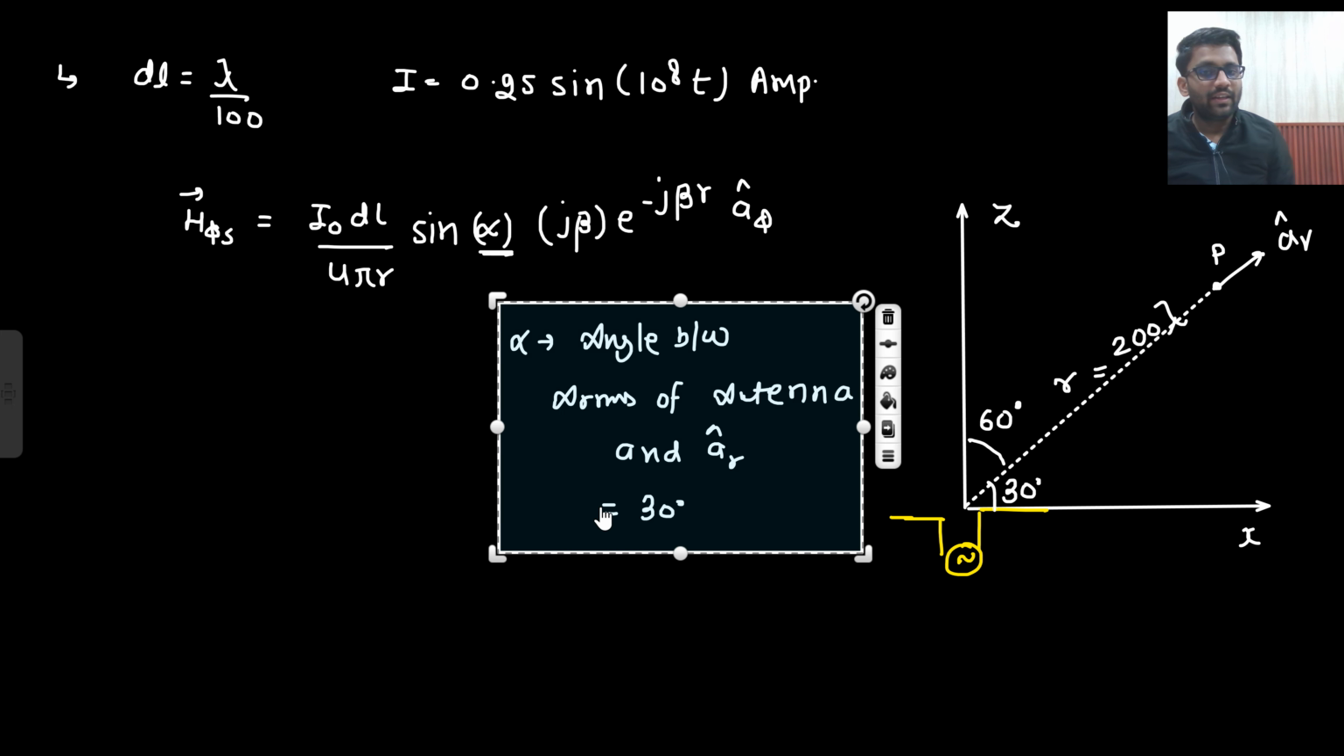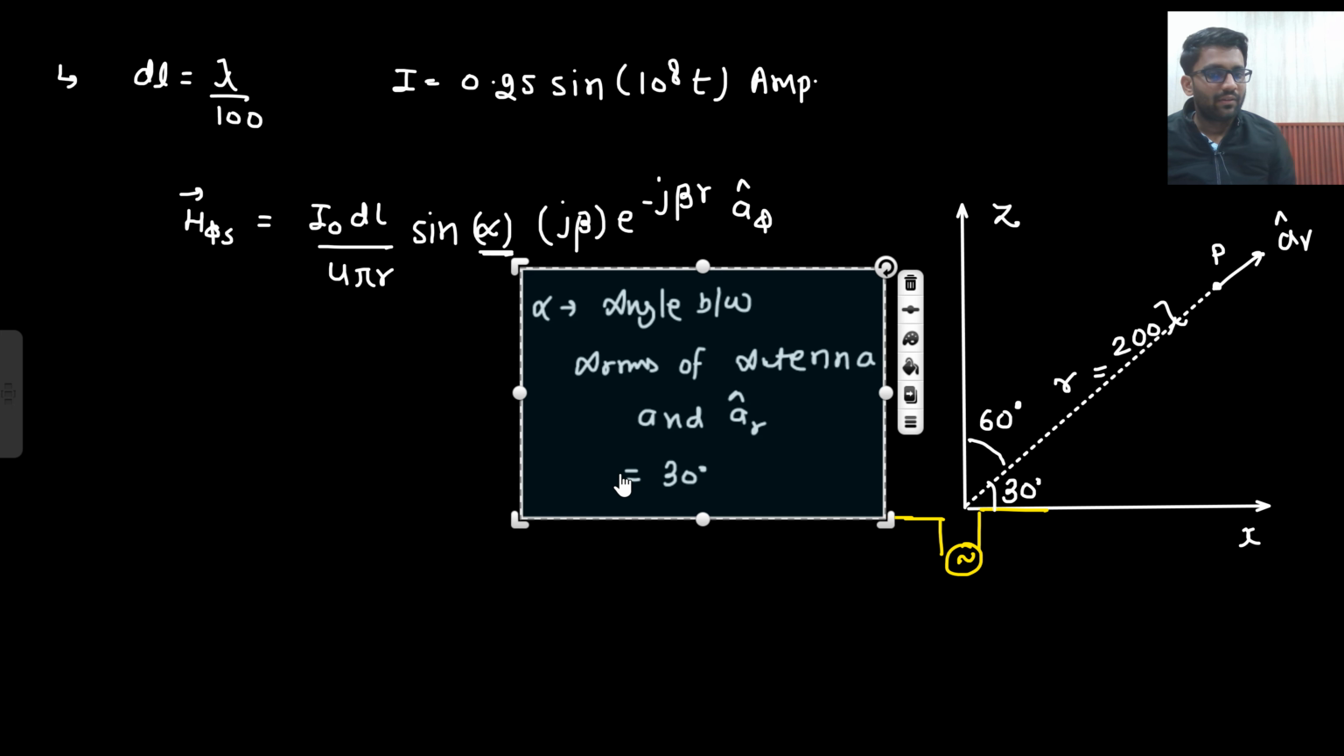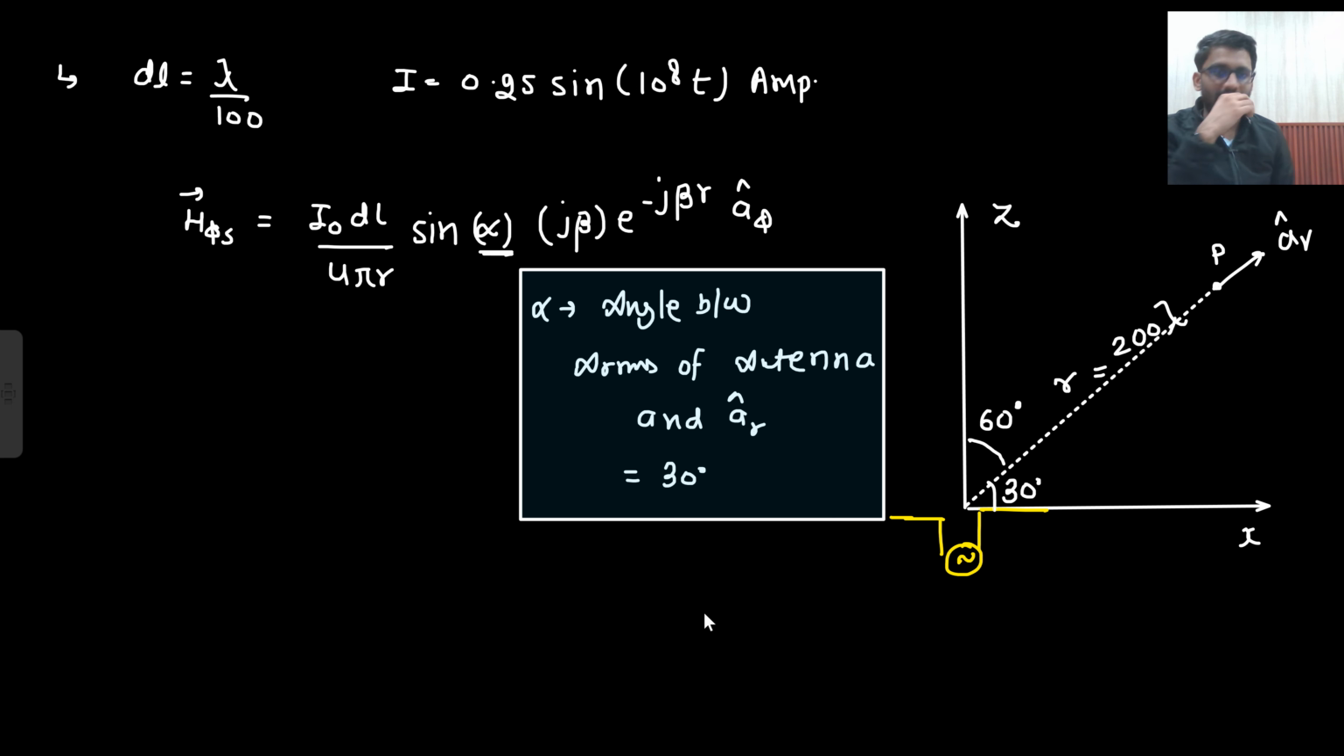So theta is already something that we define, that is the azimuthal angle. But you don't always need to put theta here. Usually we remember the formula like I0 dl sin theta over 4 pi r, j beta, e to the power minus j beta r, a_phi cap. This is how we remember the formula. But always remember what theta is. Theta is the angle between the arms of your antenna and the a_r cap. It could be the azimuthal angle as well, or it could be any other angle as well. Are you getting this point? So here I need to put sin 30.